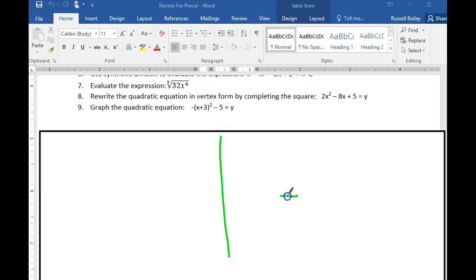We're being asked to graph a quadratic here. First of all, these two numbers make up your vertex, okay? But for this number, you're going to use the opposite sign. So it's going to be -3, but you don't do the opposite sign here, -5. So my vertex is going to be at -3, -5.